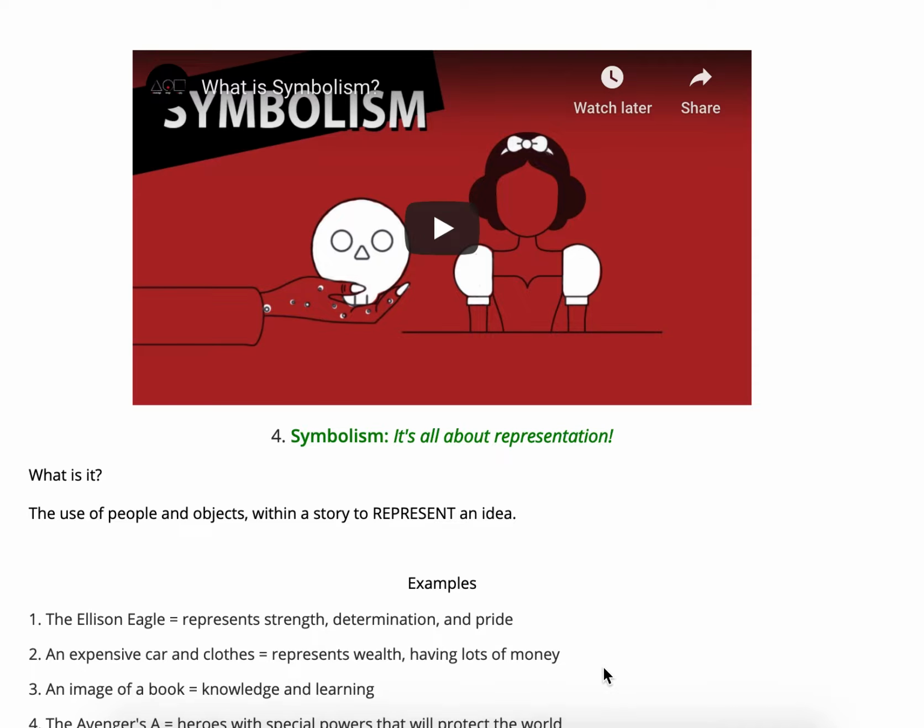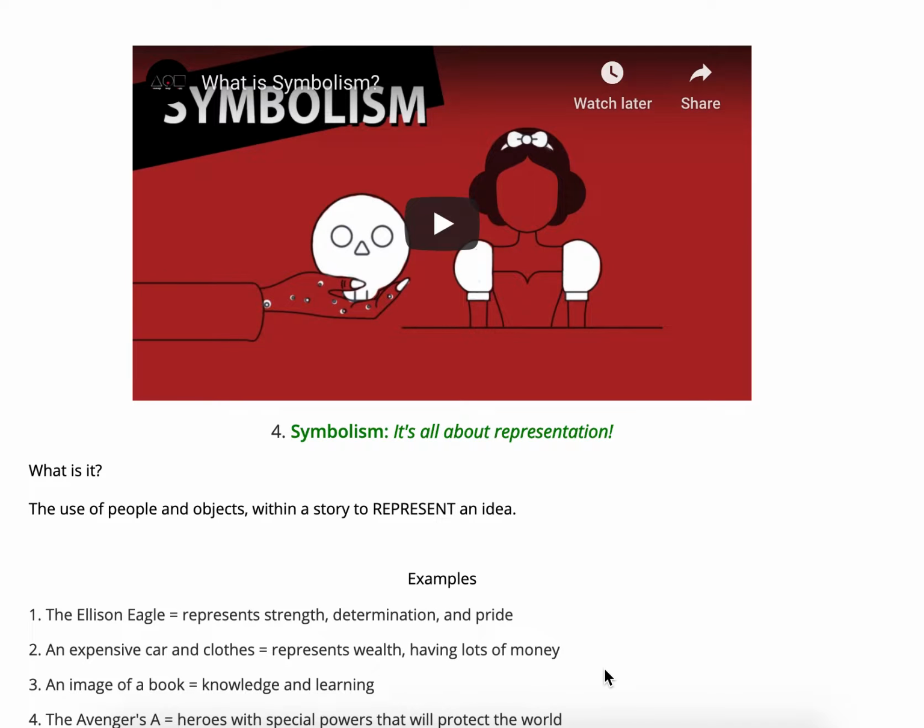Symbolism. Okay, so it's all about representation. So, here's the thing about symbolism, okay? It is the use of people or objects within a story to represent an idea. But here's the kicker: not all symbols mean the same thing to everyone. So, you have to be mindful of what type of image you're trying to represent, and make sure that people understand what you're talking about.